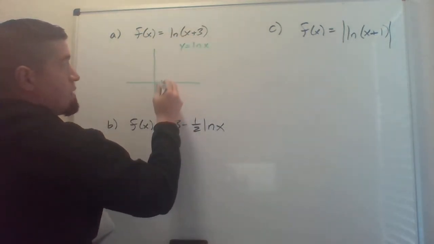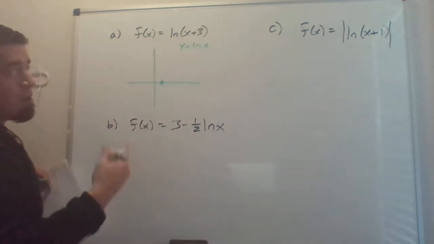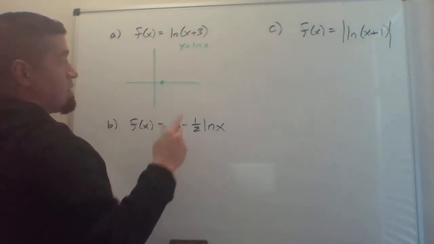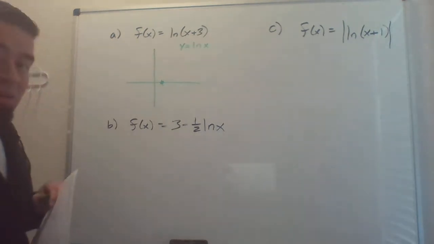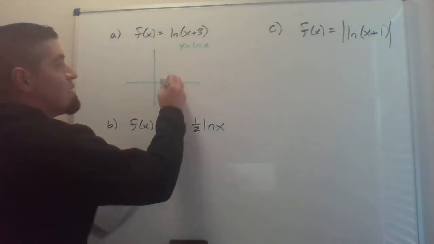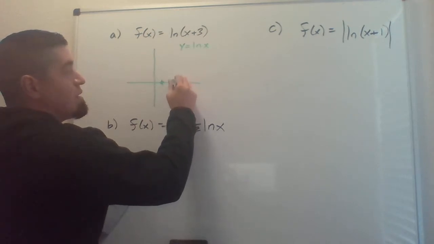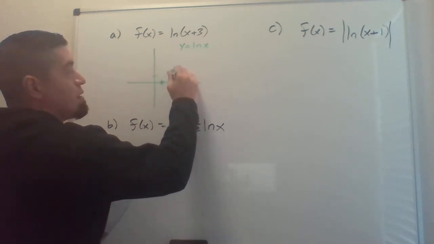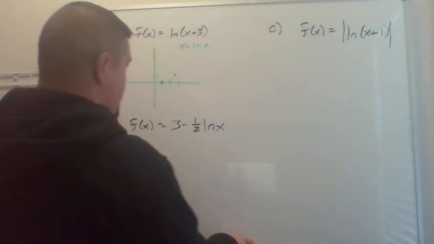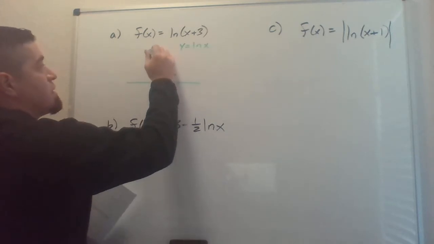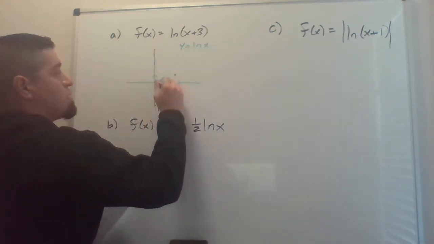So plug in 1, you will get 0, right? Because natural log of 1 is 0. Log of 1 of anything is 0, or any base. The base of natural log is e, so I'm going to plug in e. e is 2.71 around here. So natural log of e is going to be 1. So I have somewhat of a graph. Okay, I just need to know that there's a vertical asymptote, and this graph's going to look like this.